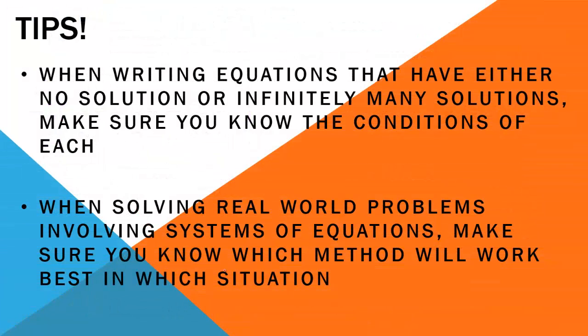Alright, some tips. When you're writing equations that have either no solution or infinitely many solutions, make sure you know the conditions of each. Infinitely many means everything is getting multiplied by the same number. With no solution, only the first two are getting multiplied by the same number, and you just change the last number to anything. And when solving real world problems involving systems, make sure that you know which method is going to work best in which situation.